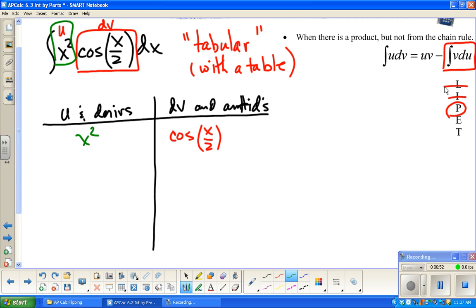what I'm going to do with the u column is I'm going to go down this list and do derivatives until I get to 0. So the derivative of x squared is 2x. The derivative of 2x is 2. The derivative of 2 is 0. Okay, antiderivative. So we're on this side now. The antiderivative of cosine is sine.